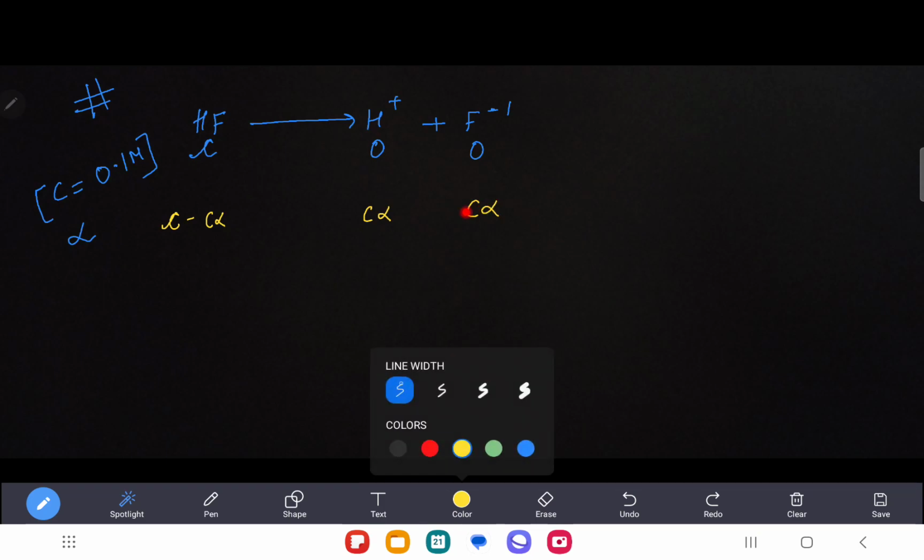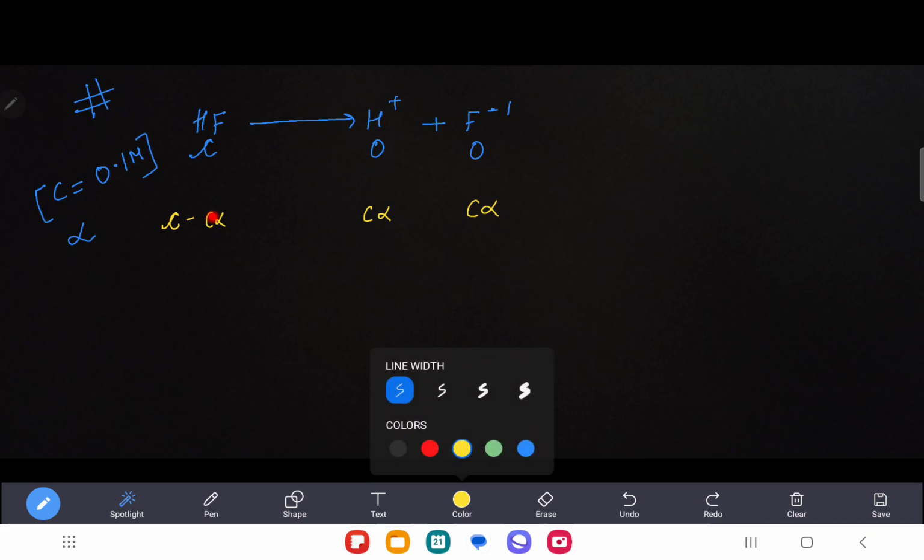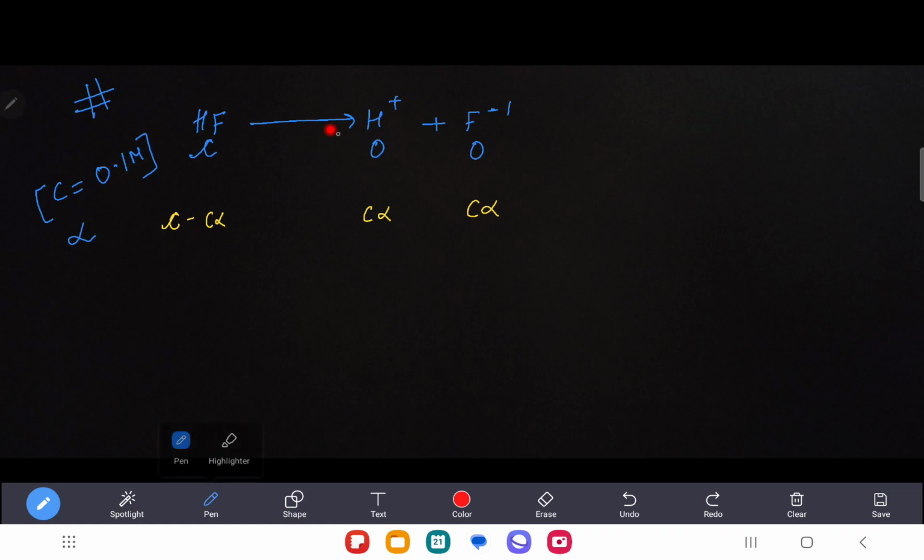Do you understand my point? And thereby, what exactly does that mean? I will be left with this. How do I explain it? The moment HF tries to break fully, H plus and F negative combine back to form HF. And thereby, it is a reversible reaction.